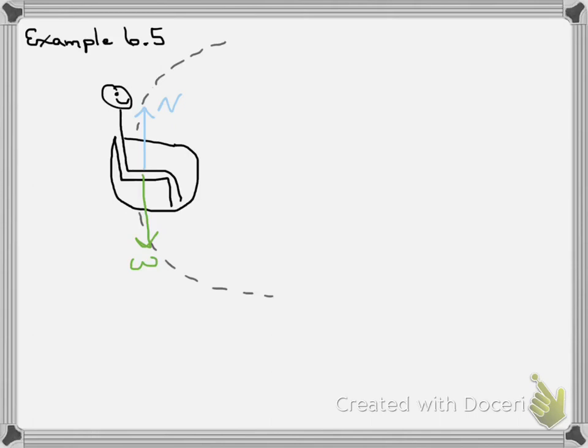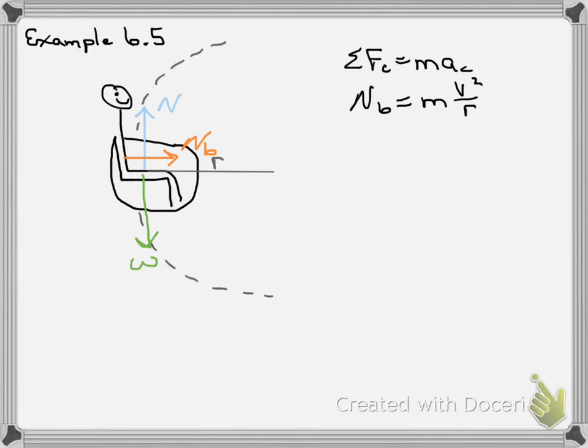There is a centripetal force, however, or the person wouldn't be going in a circular path, and this is another normal force. The seat back from the chair pushes inward towards the center of the circle. And so it is this orange vector, the normal force from the back, that is our radial force. So let's apply Newton's second law in the radial direction. Sum of centripetal forces is mass times centripetal acceleration, or the normal force from the back equals mv squared over r.